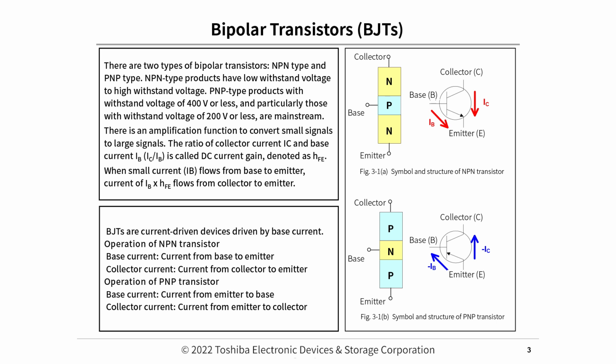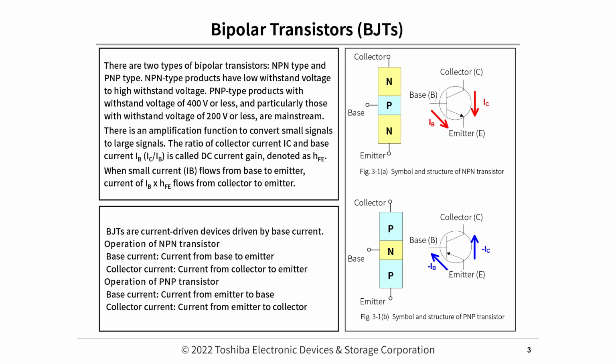The ratio of collector current IC and base current IB is called DC current gain, denoted as hFE. When small current IB flows from base to emitter, current of IB times hFE flows from collector to emitter. BJTs are current-driven devices driven by base current.